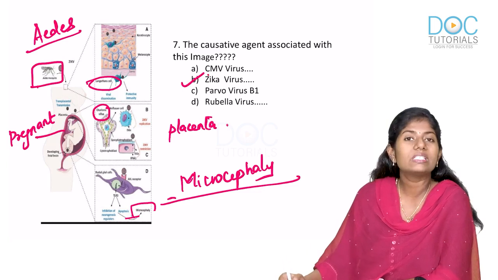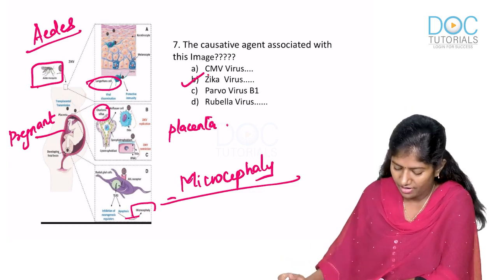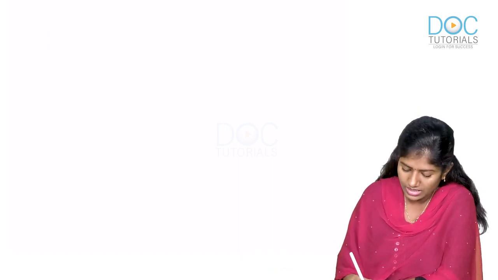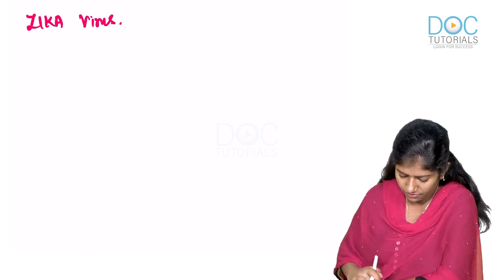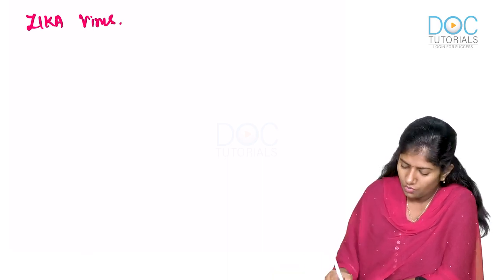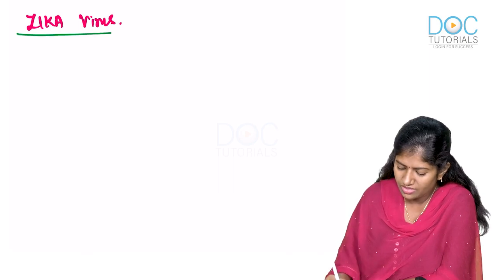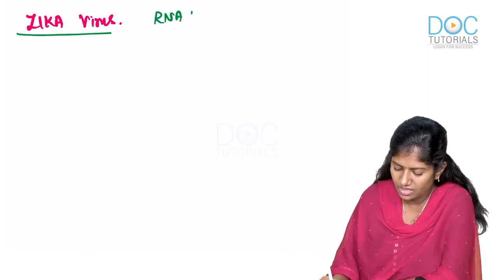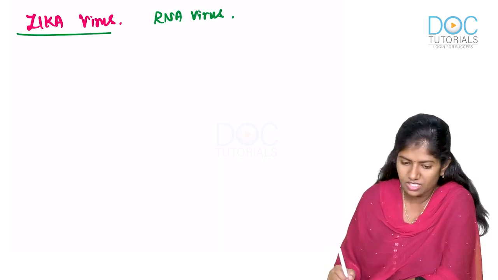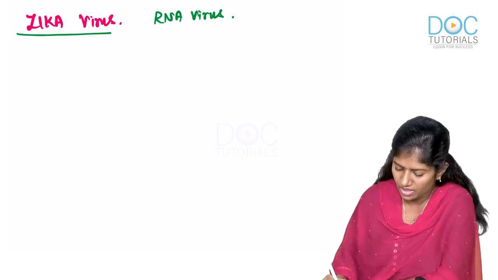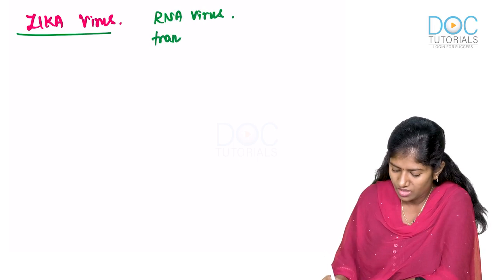Okay. So, we'll see more MCQs from Zika virus now. Zika virus. Okay. What type of virus is it? Zika virus is an RNA virus. It is primarily transmitted by mosquito bite.